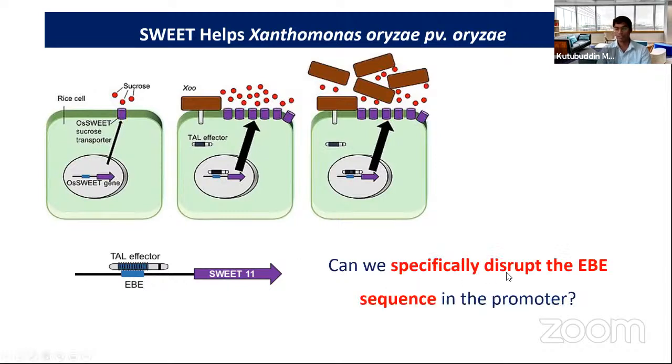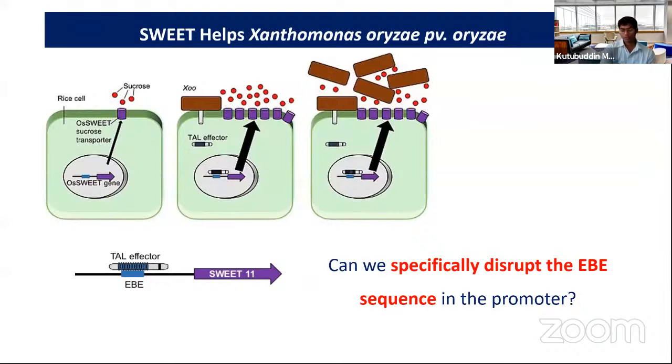Now the question here: can we specifically disrupt the EBE sequence in the promoter? So this is a simple hypothesis you could think of, that if we could disrupt the sequence of the EBE, not disrupting the SWEET gene, but disrupting the EBE sequence, then we could inhibit the binding of the tail effector, because this binding is very specific, as I mentioned earlier. So now if you change the sequence of the EBE, by any means, you could inhibit the binding. And whenever the effector cannot bind with the EBE, then this bacteria would not be able to use the SWEET gene to produce or to transport more sucrose for their benefit.